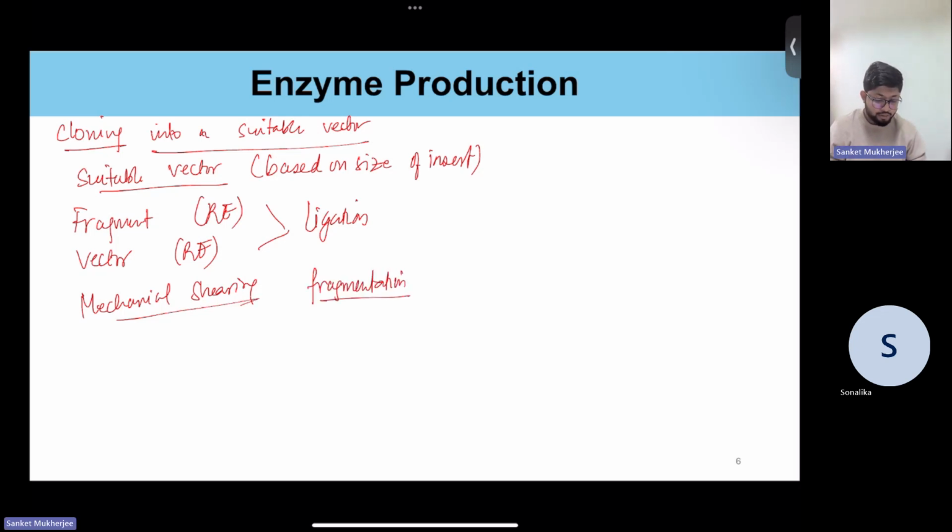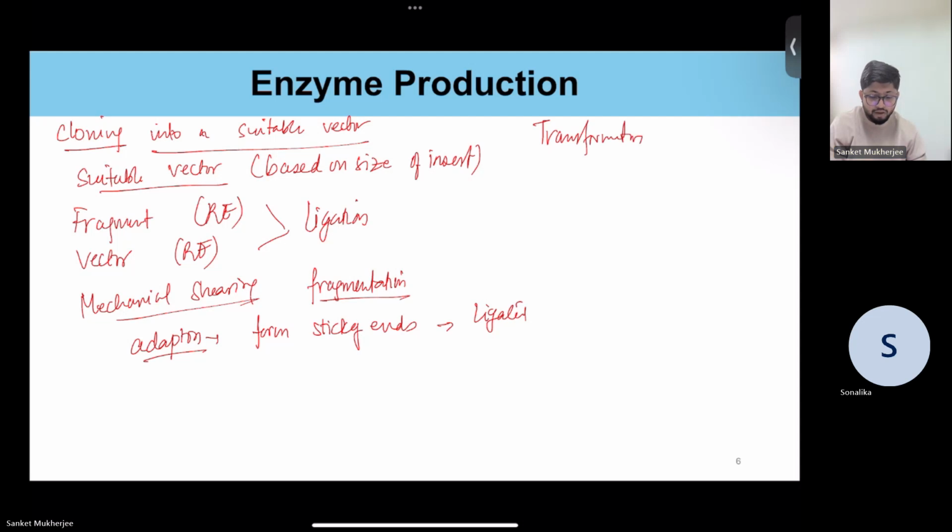Then we use molecules which are called adapters. These adapters form sticky ends, and adapters are usually synthesized, so they form sticky ends with the restriction enzyme site of your interest. So they can then be ligated into a vector, right? This is what we can do. Then we go into transformation. As I already told you, transformation can also be performed. In transformation, this clone is inserted into the host. This process is called transformation, right?